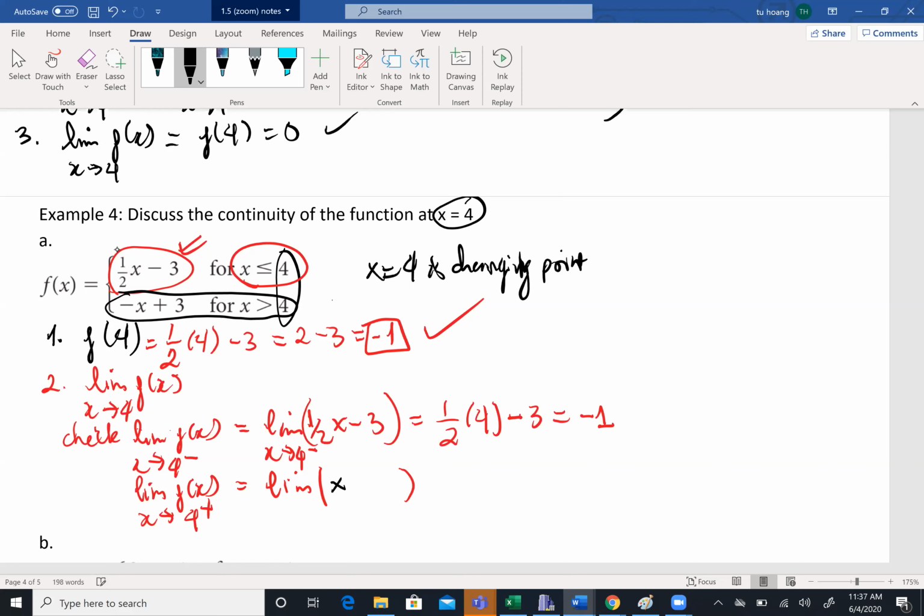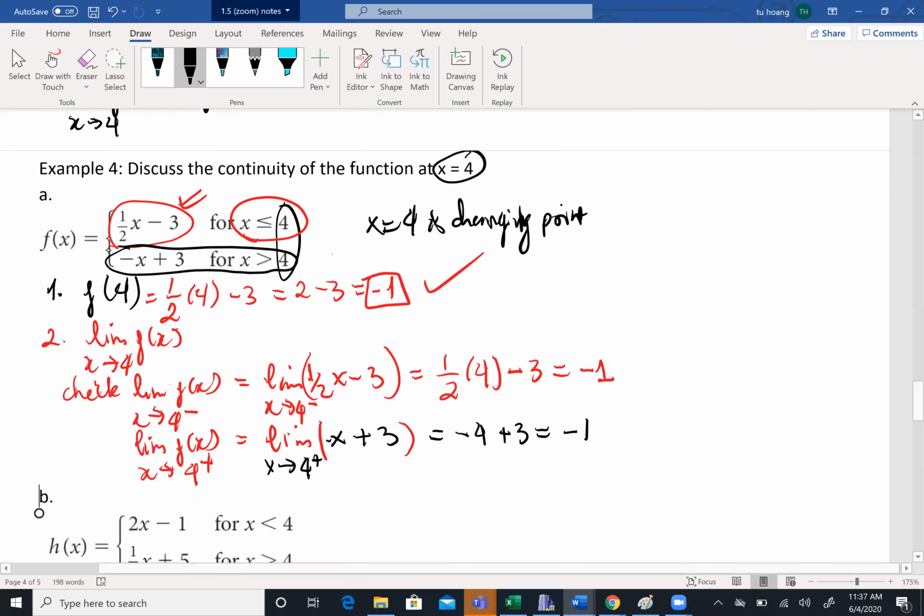So now you have negative x plus 3. And when you directly substitute for x going to 4 from the right-hand side, you're going to have negative 4 plus 3, and it's going to be the same thing, still negative 1. Wow, I didn't even check that. Did I make a mistake? Let me see. Yeah, everything looks good.